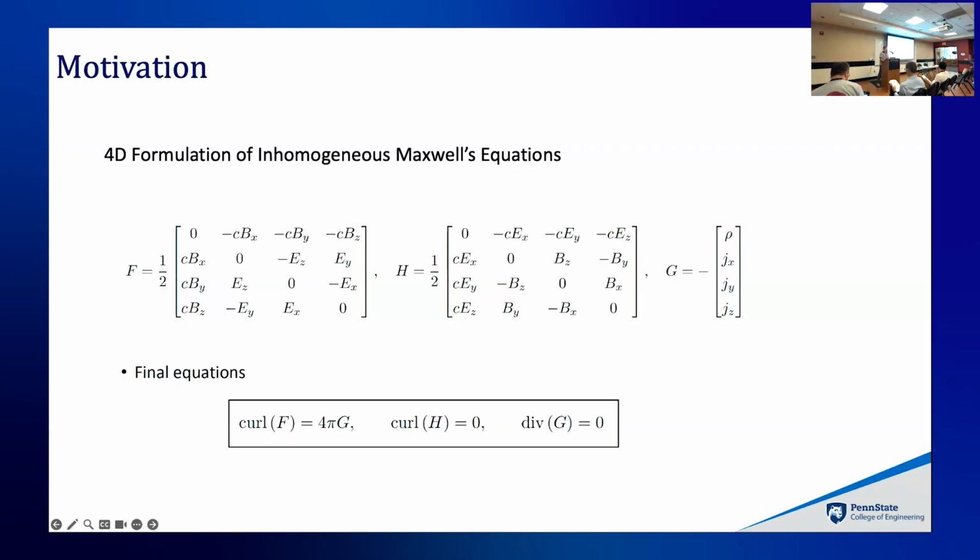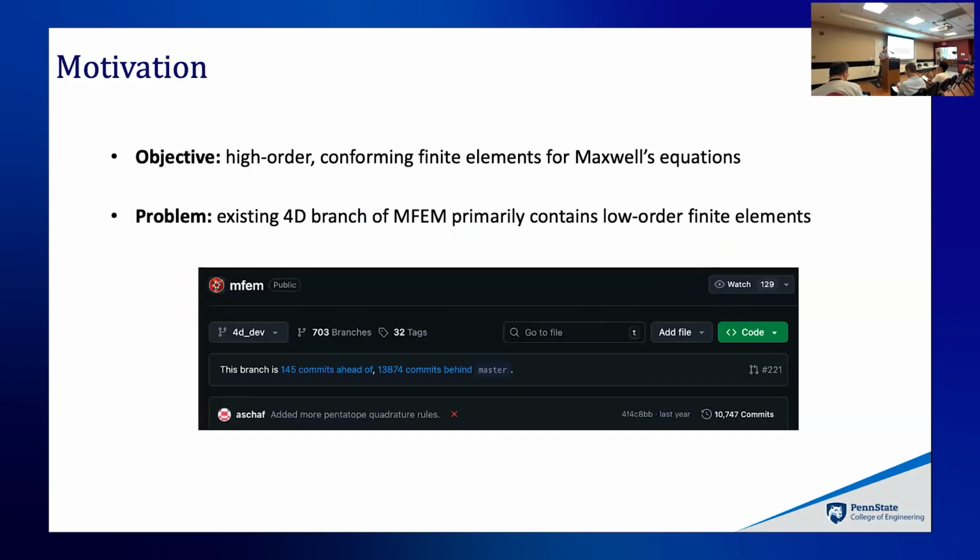So motivation first. Why are we interested in these discretizations? Well, we look at this formulation of the homogeneous Maxwell's equations in 4 dimensions. What you'll see is that we need finite element spaces for our classical curl or divergence. Today, we are going to be focusing on just the HDiv conforming elements, however. And so our objective, again, was higher order conforming elements for Maxwell's equations.